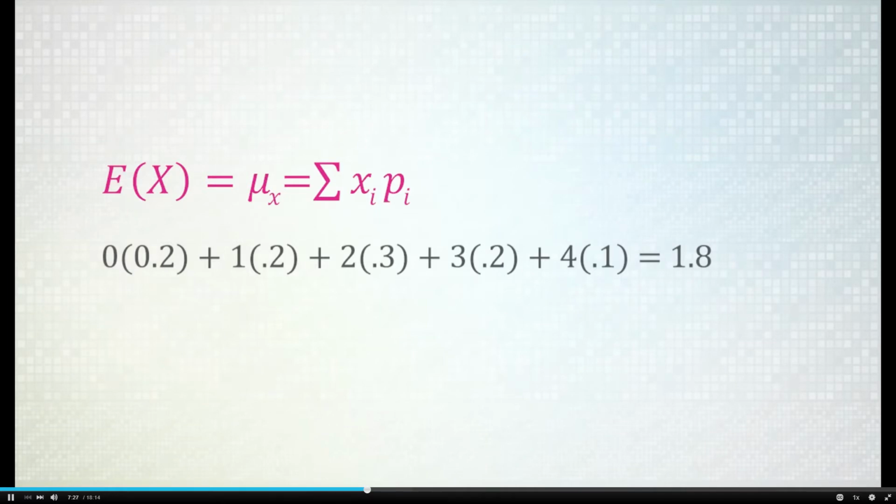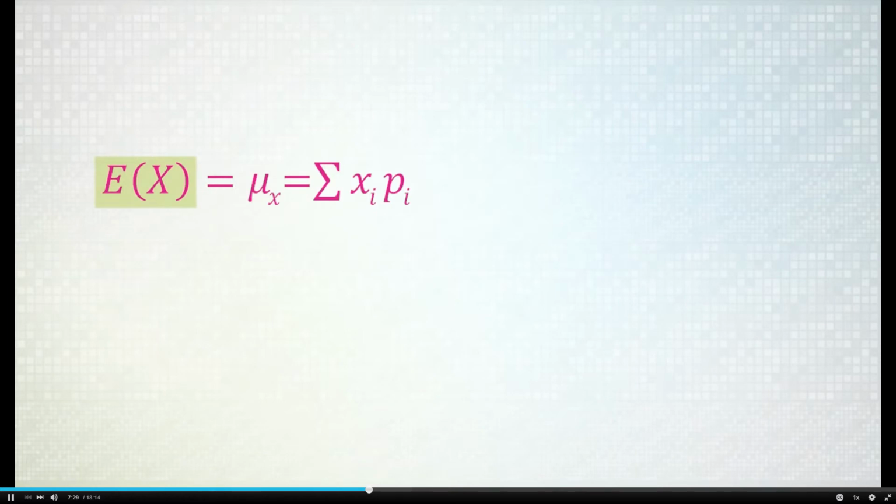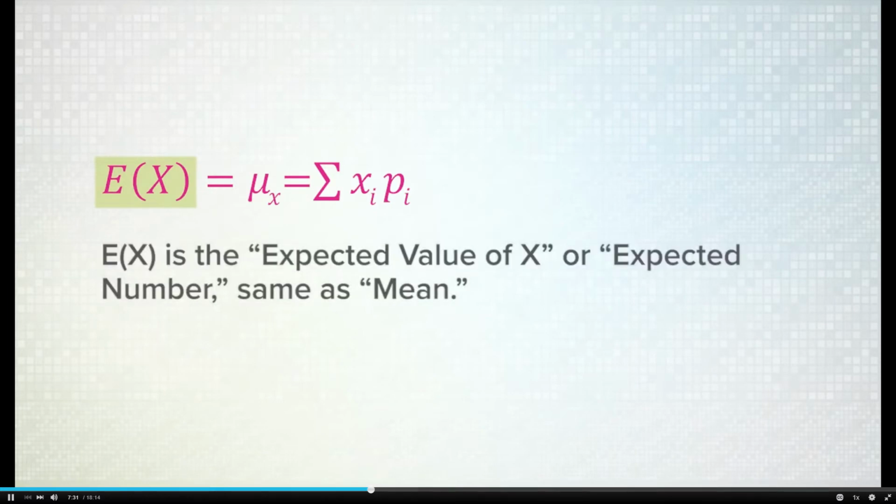But notice, there is also this E of x. This is the expected value of x, or expected number, which is the same as finding the mean. So when you see or hear expected value, I want bells to go off in your head. They should go mean, mean, mean, and that's what you'll be finding.